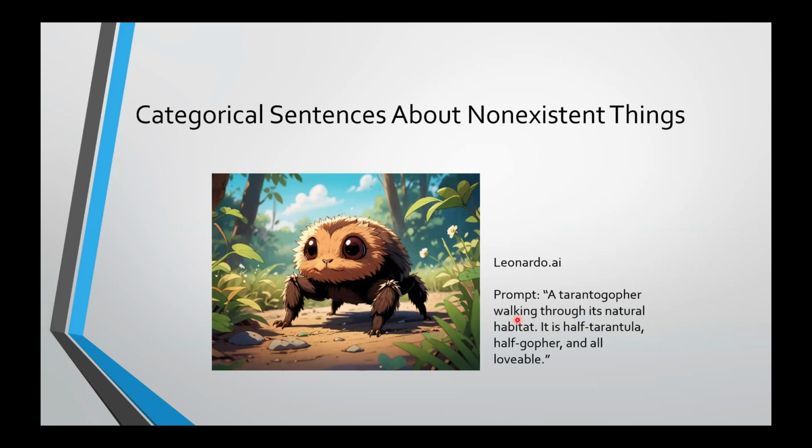So in a previous video, we were talking about categorical sentences about things that don't exist in your universe of discourse and how those work. Now I'm actually going to prove what I was saying about this by showing, using the truth conditions, how these work out.